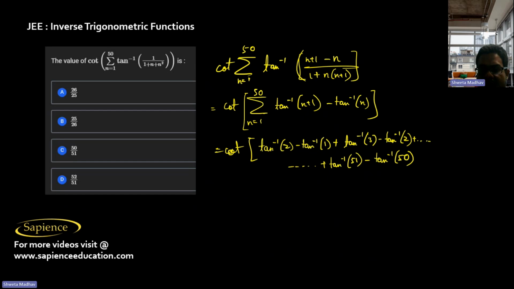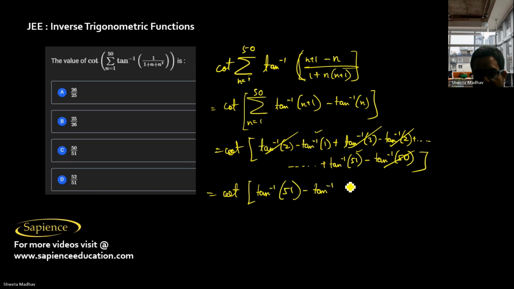Plus here if I put n equal to 49, then tan inverse 50 I will get, then minus tan inverse 49. Okay, so tan inverse 50 also, all these will get cancelled except this one and this one. So this will be tan inverse of 51 minus tan inverse of 1. So this will be tan inverse of 51 minus 1 by 1 plus 51 into 1.